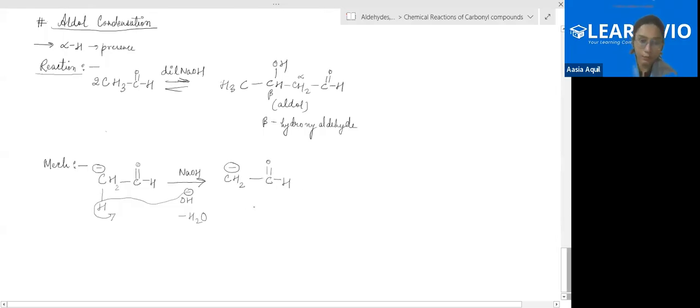Again, another mole of aldehyde, that is CH3CHO, right? So in this CO bond, the carbon has a positive charge, and the oxygen is negatively charged due to high electronegativity. So this negative charge will attack this carbon, right?